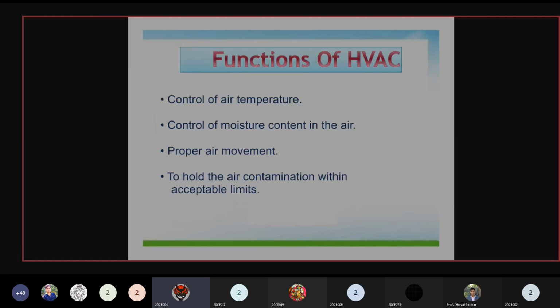HVAC also helps to hold the air impurity within the acceptable level. All of these functions of HVAC are to provide proper comfort for the people who are living inside the building. Next slide, please.